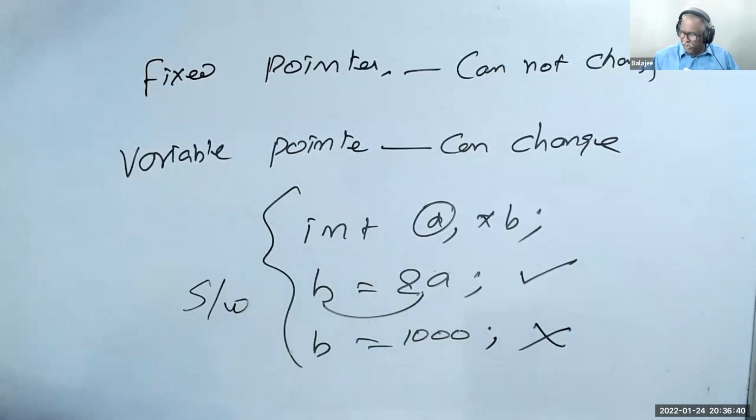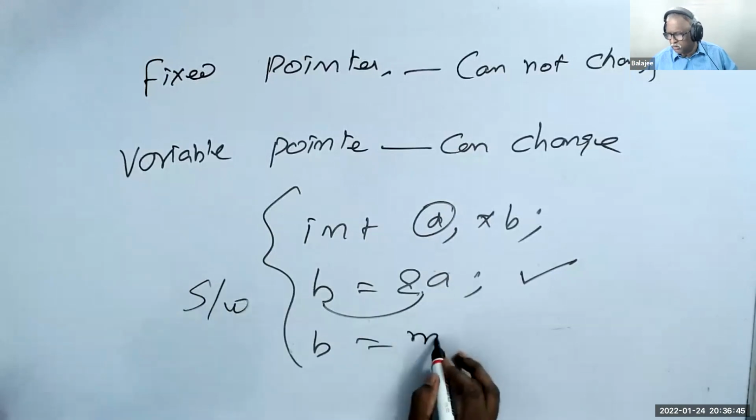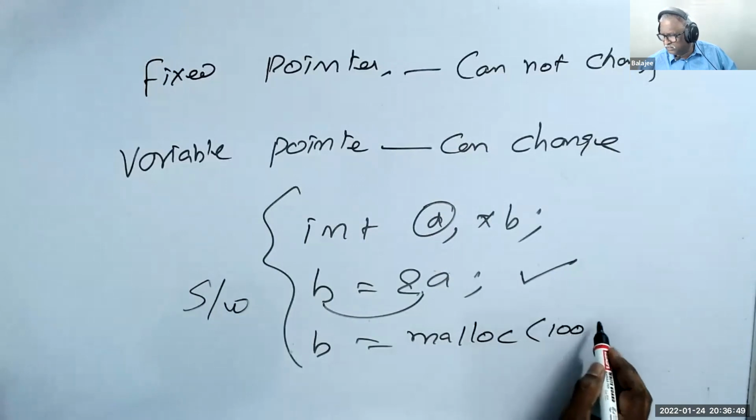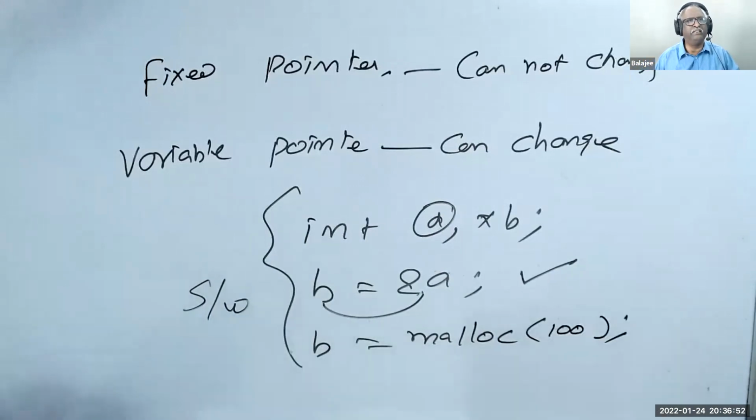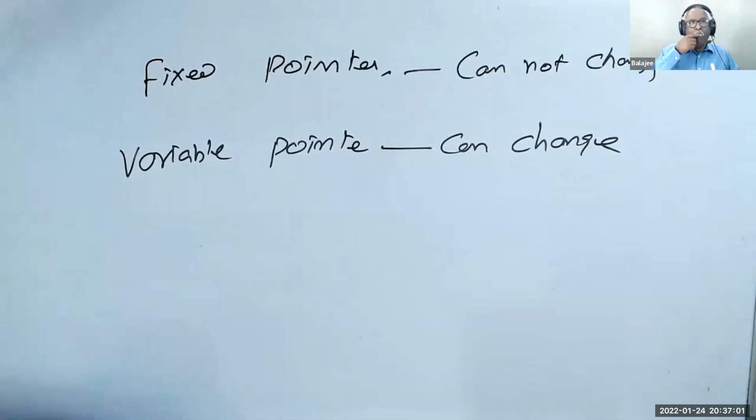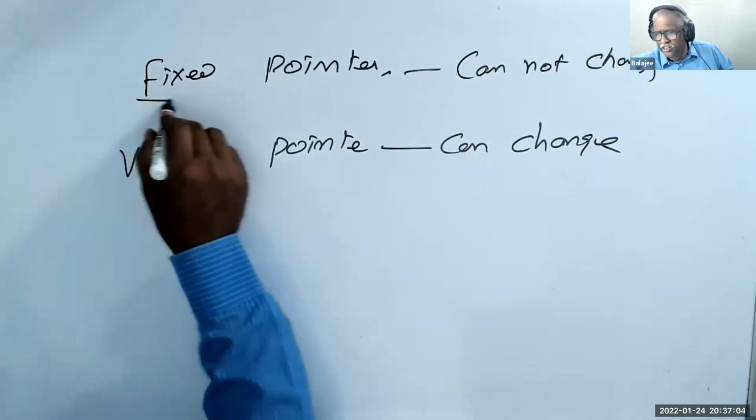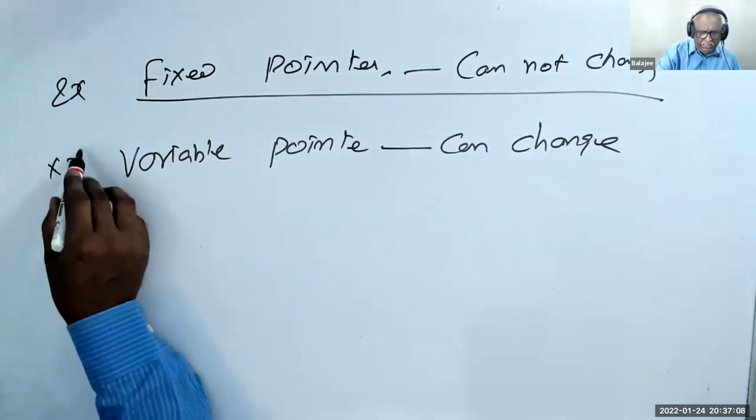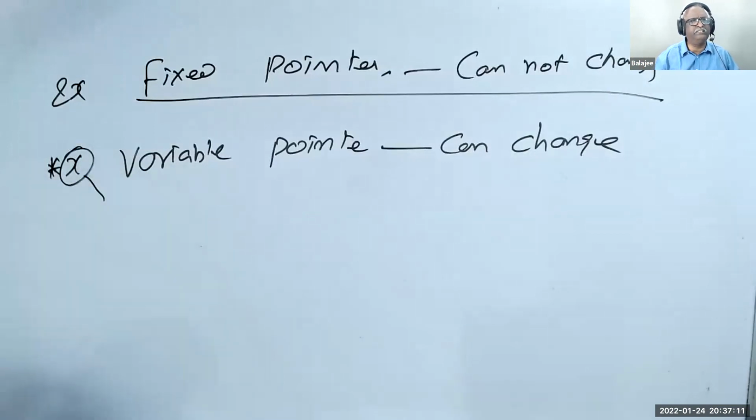Also, I can do it another way. I can do b is equal to malloc. I can request the computer to allocate some 1000 bytes or 100 bytes. That is right, that is possible. But you cannot do it the other way. These are all differences. So a fixed pointer you cannot change. That is and x. For star x, x can be changed because x is a variable pointer.